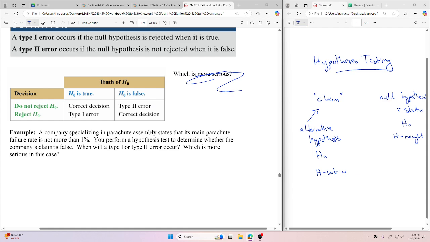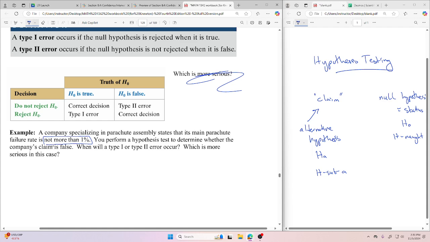Okay, so a company specializing in parachute assembly states that the main parachute failure rate is not more than 1%. So far, the company is saying that their parachutes are awesome. The failure rate is not more than 1%. Less than 1% fail, but not more than 1%. Still sounds pretty bad, right? You perform a hypothesis test to determine whether it's false.